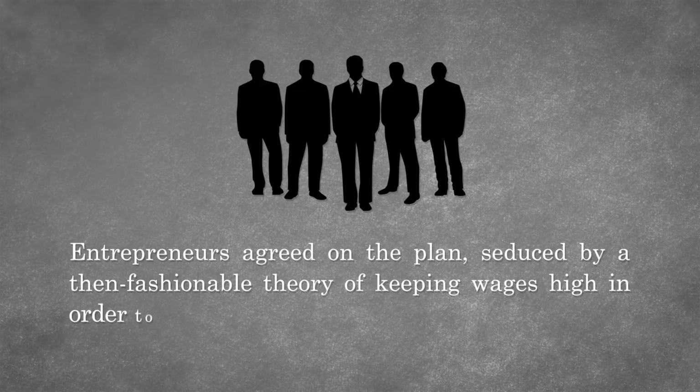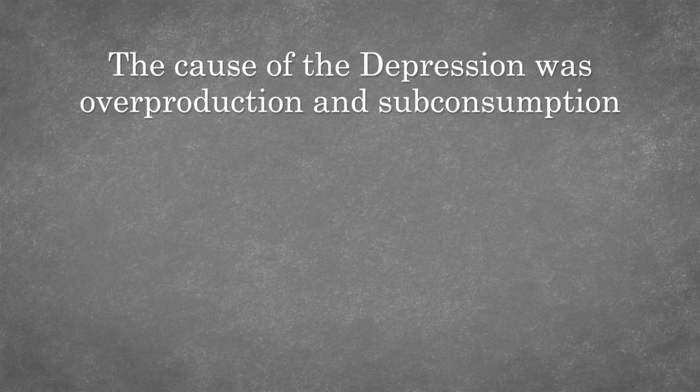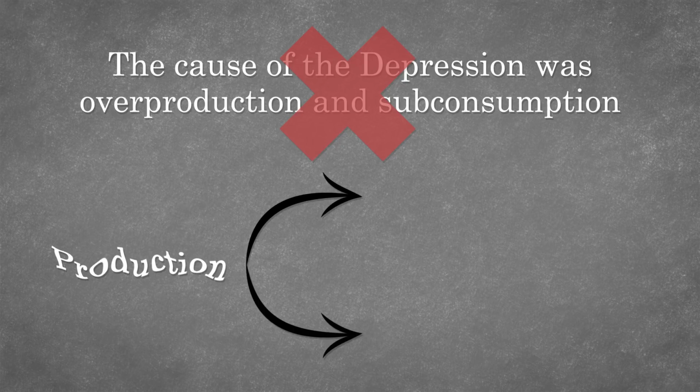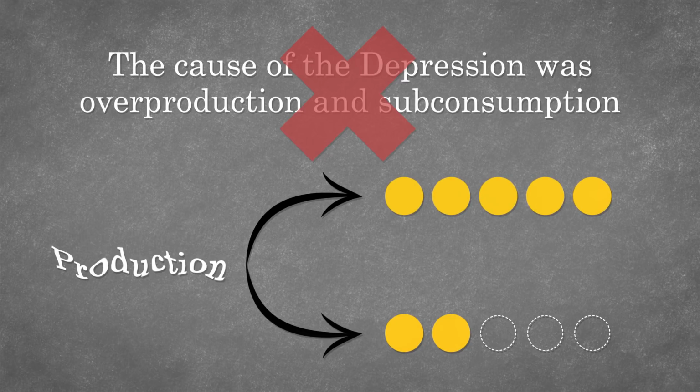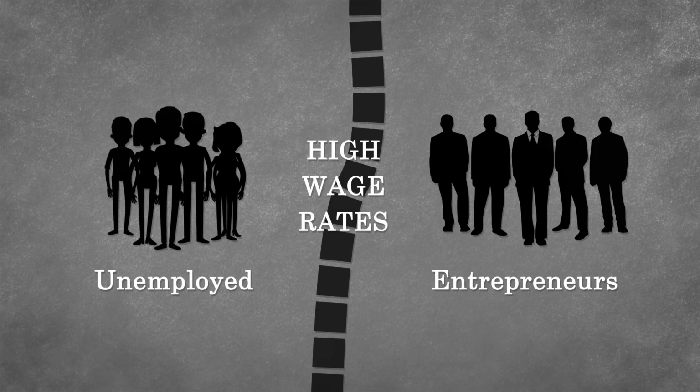Entrepreneurs agreed on the plan, seduced by the then fashionable theory of keeping wages high in order to maintain the purchasing power of society. They were misguided in thinking that the cause of the depression was overproduction and underconsumption. This was not the case, obviously, as the real issue here was the disrupted structure of production. Misallocation of resources, stemming from interest rates being too low, caused some companies to overproduce while others underproduced. Maintaining high wage rates only made it more difficult to properly reallocate the resources, i.e. work.